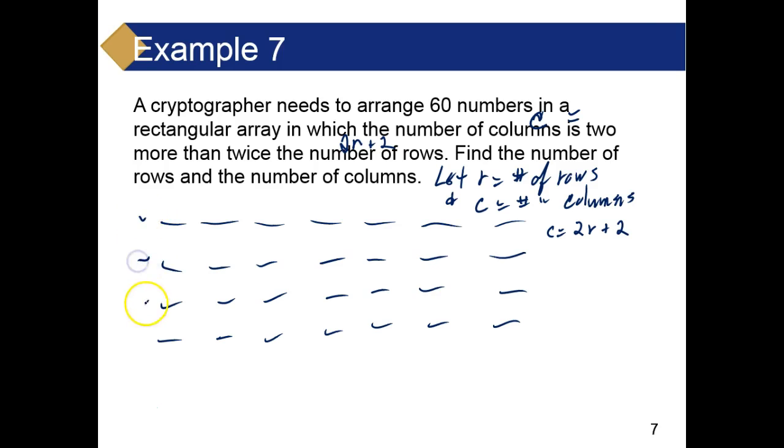So this is the number of rows. There's a row, there's a row, there's a row, there's a row. Here, column, column, column, column, column, column, column. Now this isn't the one we're looking for. Okay, we've got what they have so far. There's one piece of information we haven't used yet. What's that?